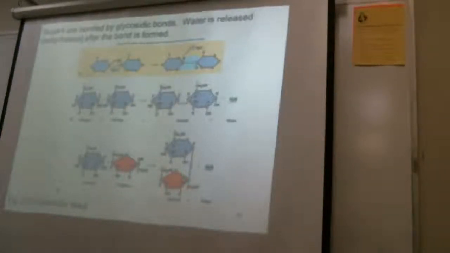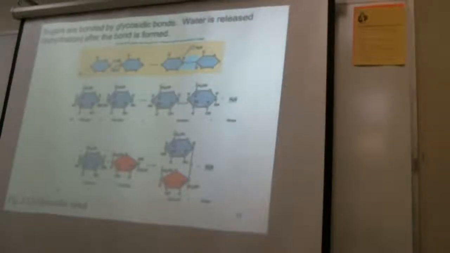You guys remember all that? So anytime you're building up, that's dehydration synthesis. Anytime you're breaking apart, that's hydrolysis. And when you're building up, you're taking the water molecule out, so water's removed with dehydration. With hydrolysis, you're using water to break it apart.